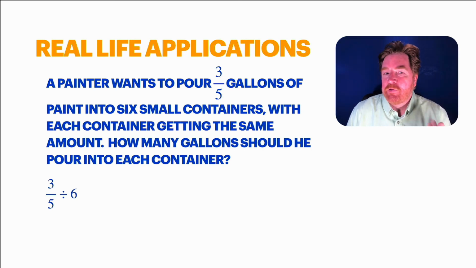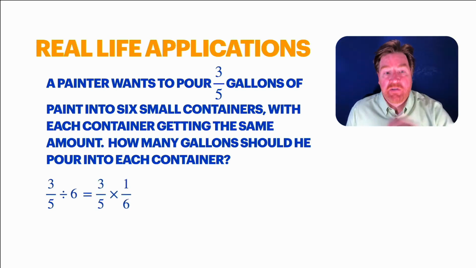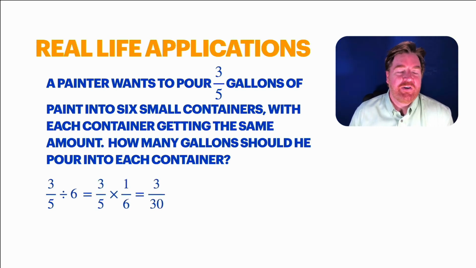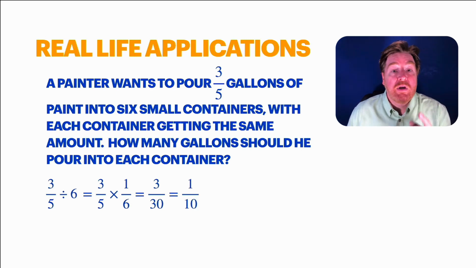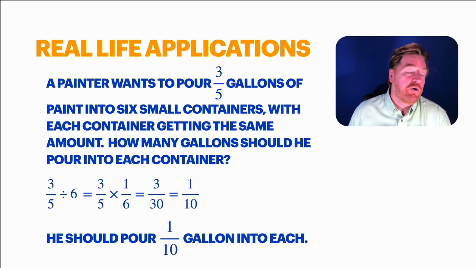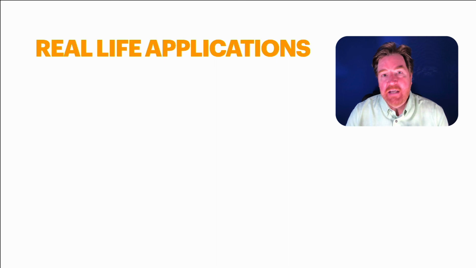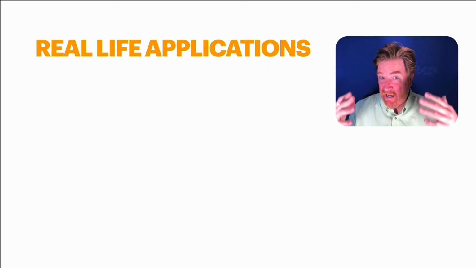All right, 3/5 divided by 6 is the same as 3/5 times 1/6. 6's reciprocal. We multiply straight across, simplify, and there's our answer. So each should get 1/10 of a gallon. He should pour 1/10 of a gallon into each of the containers. Nice work. Now, sometimes these applications, we'll kick it up a notch.